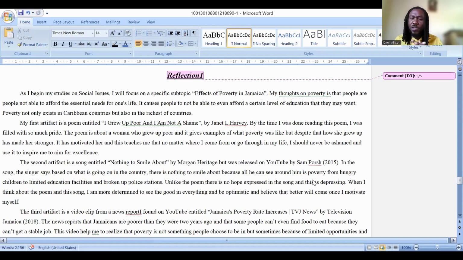So right there, you see they are doing a bit of comparison with other artifacts.